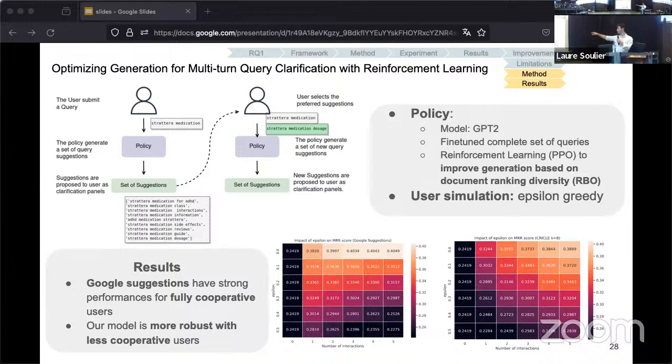with the epsilon parameter of the user simulation. So 0 means that the user simulation is fully cooperative, and we can see that Google suggestion has very strong performances when the user simulation is fully cooperative. But the performance deteriorates rapidly when the user is not fully cooperative. Whereas our model is a bit more robust in these settings.